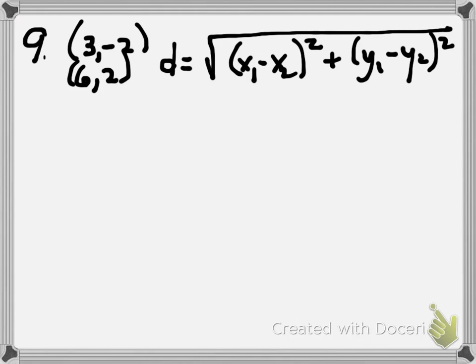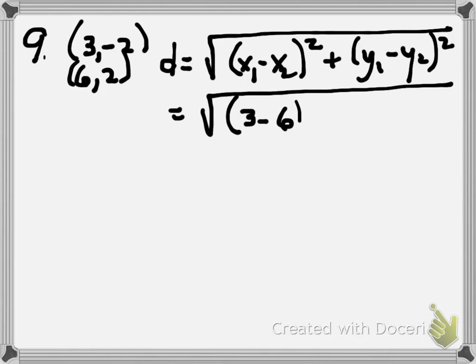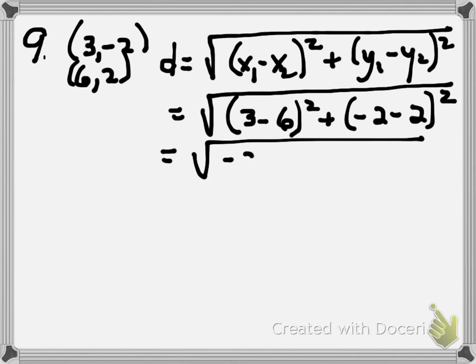Number 9, find the length of the line segment joining the point 3, negative 2 and 6, 2. Distance is equal to the square root of the difference of the x's squared plus the difference of the y's squared. So I'm going to take them just the way they're written here. The difference of the x's, 3 minus 6 quantity squared plus negative 2 minus 2 quantity squared. 3 minus 6 is negative 3 squared. Negative 2 minus 2 is negative 4 squared.